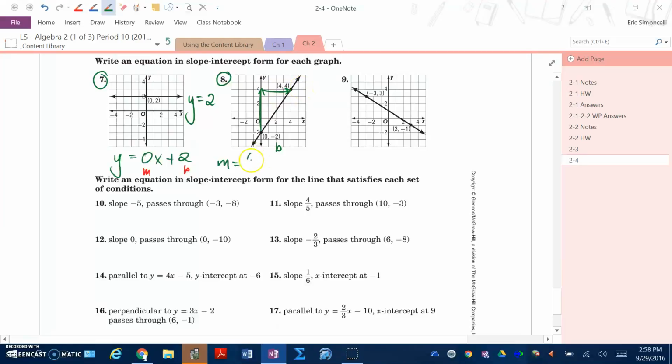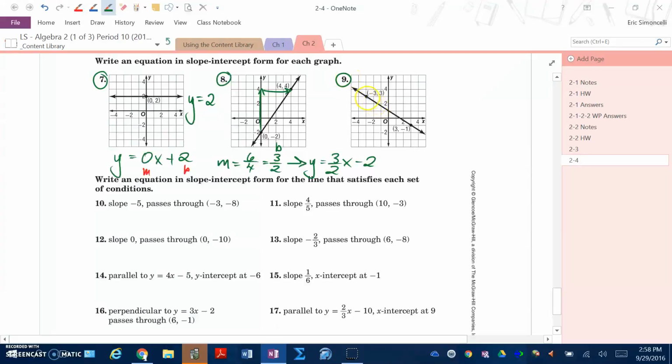If I go up 6 and right 4, we're looking at a slope of 6/4, which of course is reducible to 3/2. And we can actually put it all together now such that we've got y equals 3/2 x. And remember we said our y-intercept was negative 2. So there you go, y equals 3/2 x minus 2. Moving on to number 9.